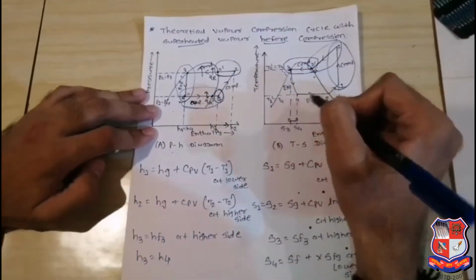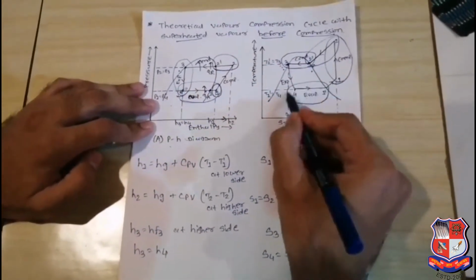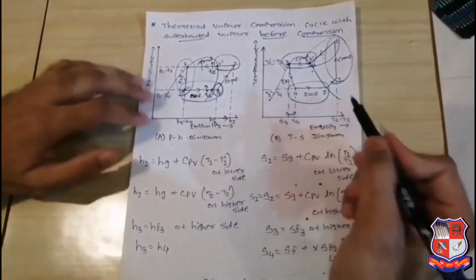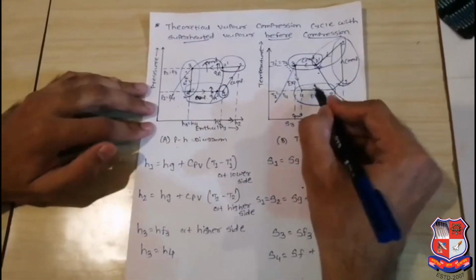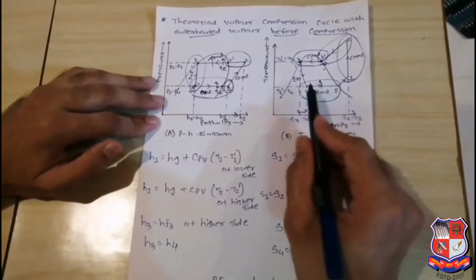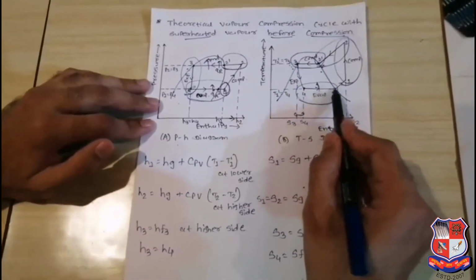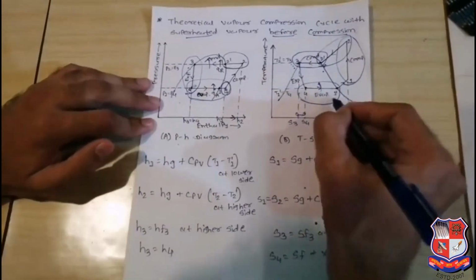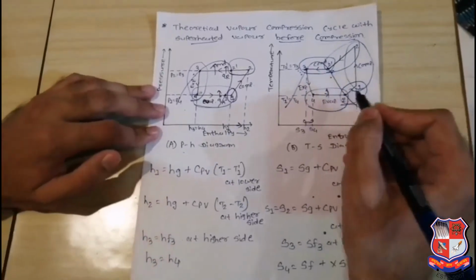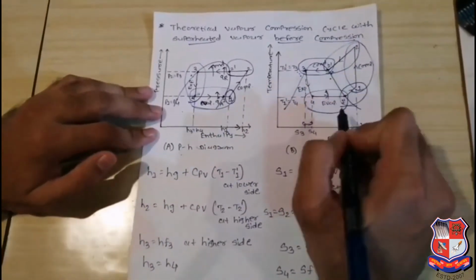And 4 to 4 dash will be considered as a heat absorption process. During the heat absorption, phase change is possible. Wet refrigerant is converted into saturated vapor. And then 1 dash to 1 is the superheating process. During the superheating, temperature is increasing, entropy is also increasing.